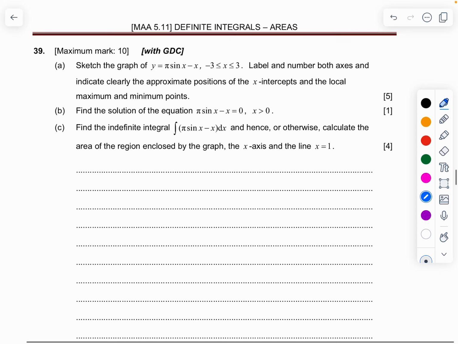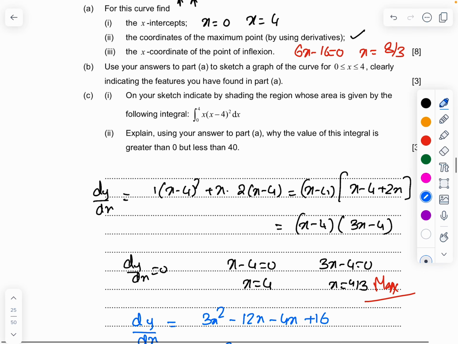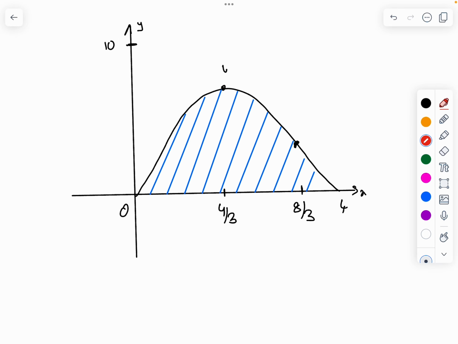Question number 39. And part C is also there, I think. Then C1, C2: explain your answer in part A why the value of this integral is greater than 0 but less than 40. So we can see that this value is 10.